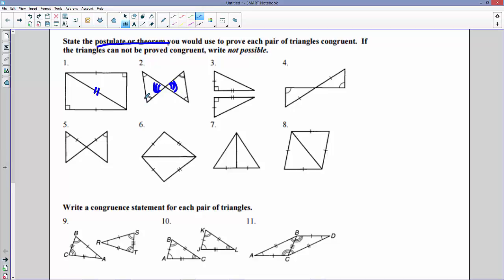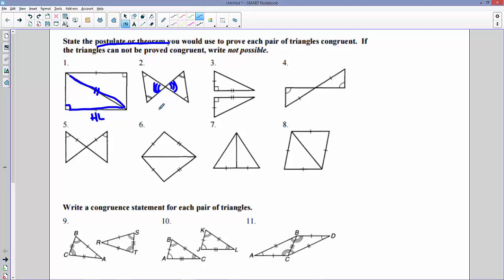Okay. So the first one, though, we have ASS, right? ASS. And normally we would say, oh, that doesn't work, right? That's not a theorem. But we have right triangles, right? And we know that if it's ASS in a right triangle, that means it's HL. There's the hypotenuse right down the middle. And this is a leg. And of course, all HLs need a right angle. So this is HL.